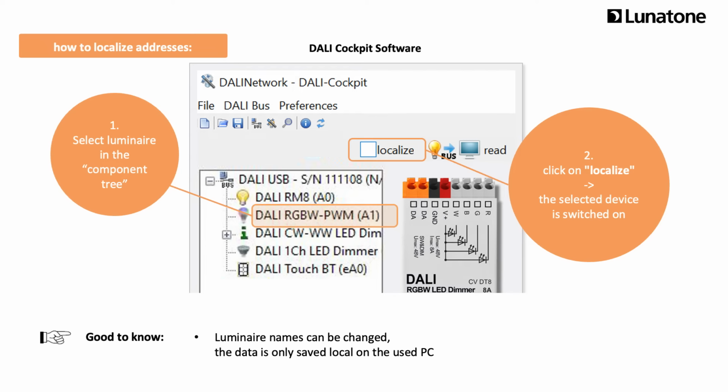This step is repeated until all addresses have been localized. Please note that the assigned names are only visible in the DALI cockpit software on the PC you used for naming. The name is not saved in the device itself. If you want to share the names, you have to save the project file on your PC and share that file.